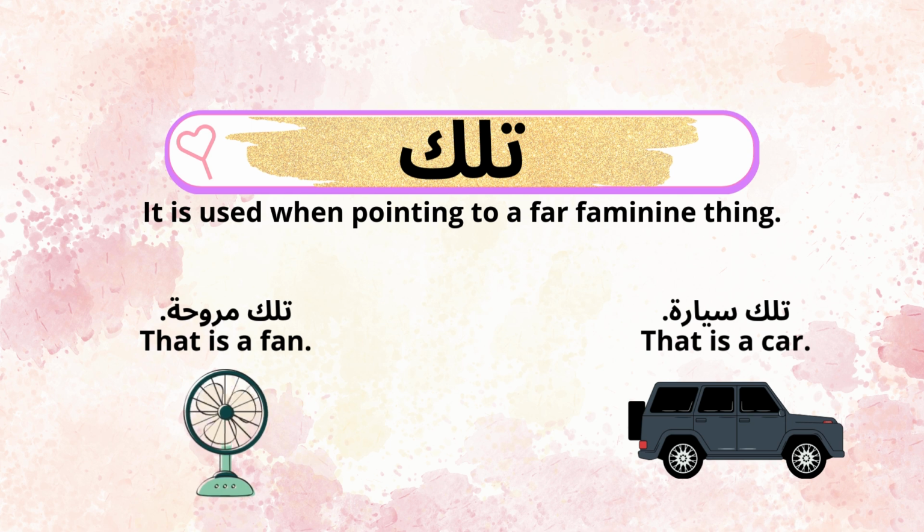For example, تلك سيارة. سيارة, a car, is a feminine word. That is a car. تلك سيارة. That is a fan. تلك مروحة. So the words سيارة, car, and مروحة, fan, are both feminine words. That's why we use تلك.